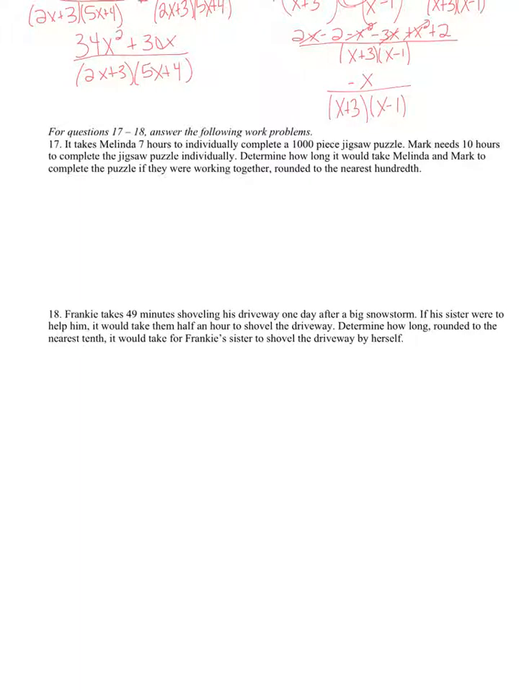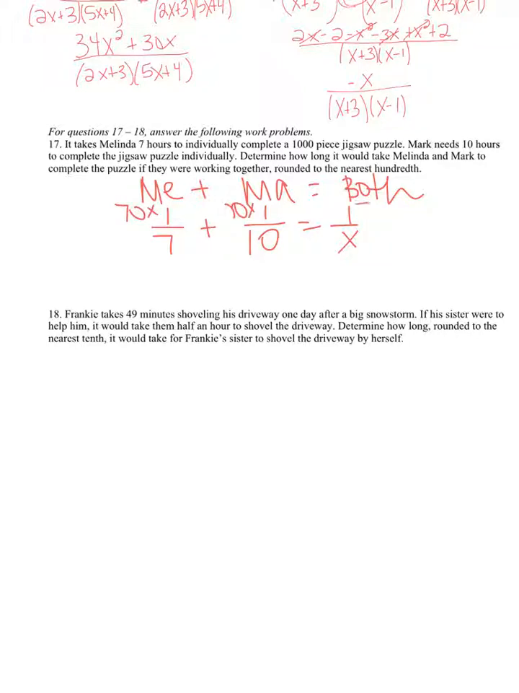And then 17 and 18 are your typical work problems. So Melinda takes 7 hours to complete a puzzle. Mark takes 10 hours to complete a puzzle. How long does it take for both of them? So you're going to have Melinda plus Mark is equal to both of them. So Melinda is 1 puzzle, takes her 7 hours. Mark is 1 puzzle, takes him 10 hours, and both is 1 over x. My LCD is 70x. Melinda, her fraction reduces to 10x, plus Mark, his fraction reduces to 7x, equals both reduced to be 70.